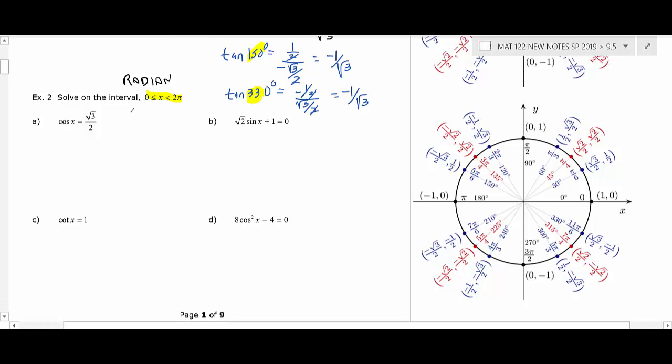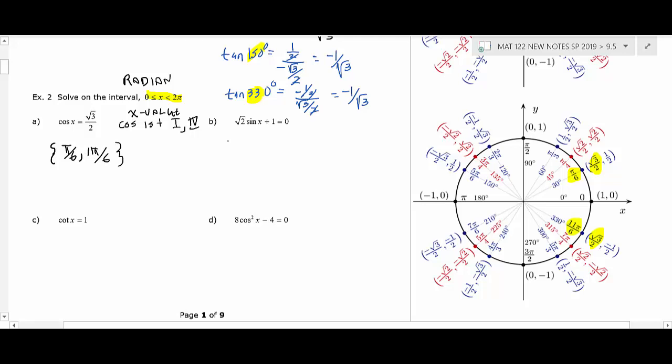It's already isolated. Remember, the cosine is the x value on the unit circle. So you want to look at the unit circle and figure out where x is square root of 3 over 2. There are 2 places where that happens, and remember, the cosine is positive in quadrants 1 and 4. So the answer to the problem, in radians, is pi over 6 and 11 pi over 6, and we write that as a solution set. That's all there is to it.